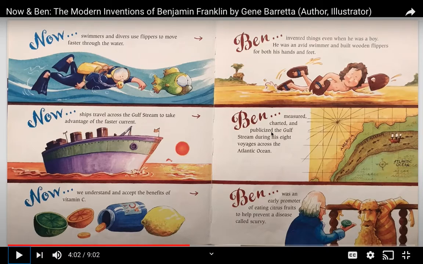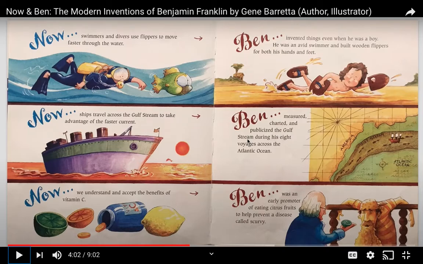And publicized. That's another big word. So publicized. Can you echo that with Miss G? Publicized. Yeah. So that means to make public. That means he said, you know what? I shouldn't be the only one who knows about this. Other people should know about it too. So he started exploring. He started measuring how long he was going, and then he started charting it, meaning he was making pictures to show you, if you go to here, this is how it's going to look, right? So he measured, charted, and publicized the Gulf Stream.